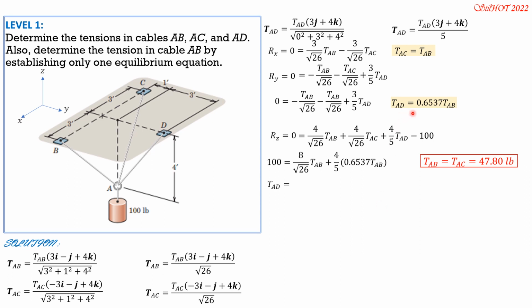Then tension AD is 0.6537 times 47.8. So tension AD is equal to 31.25 pounds.